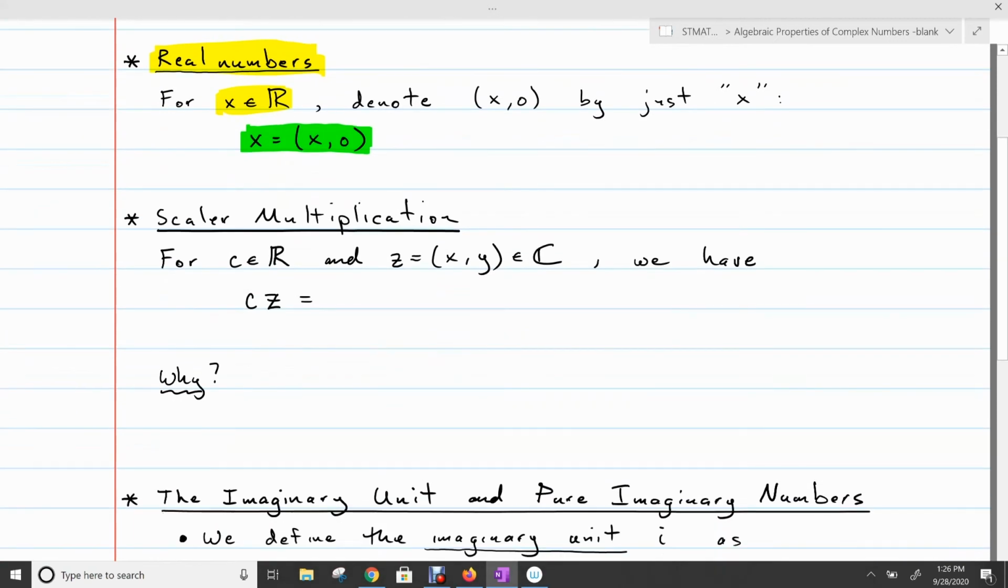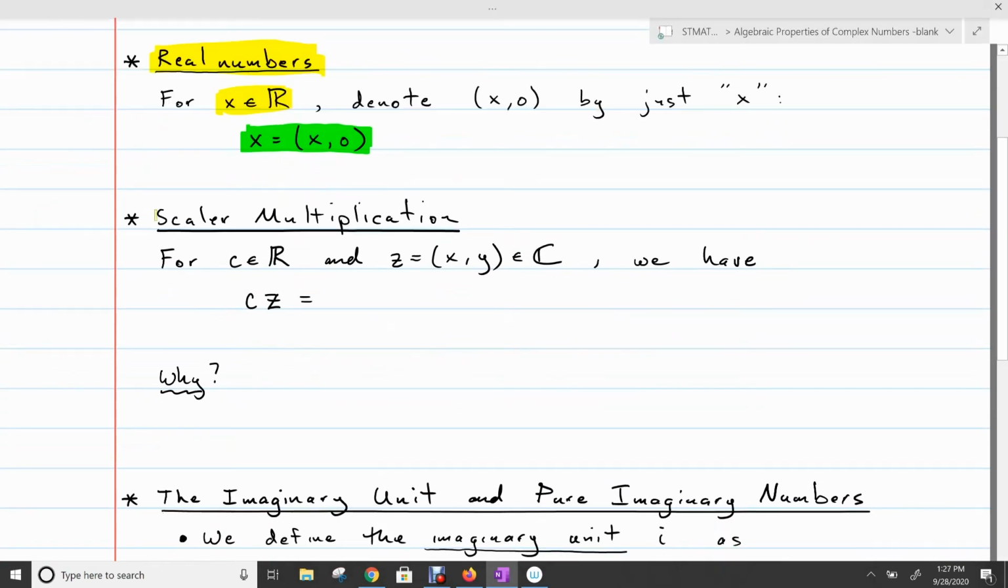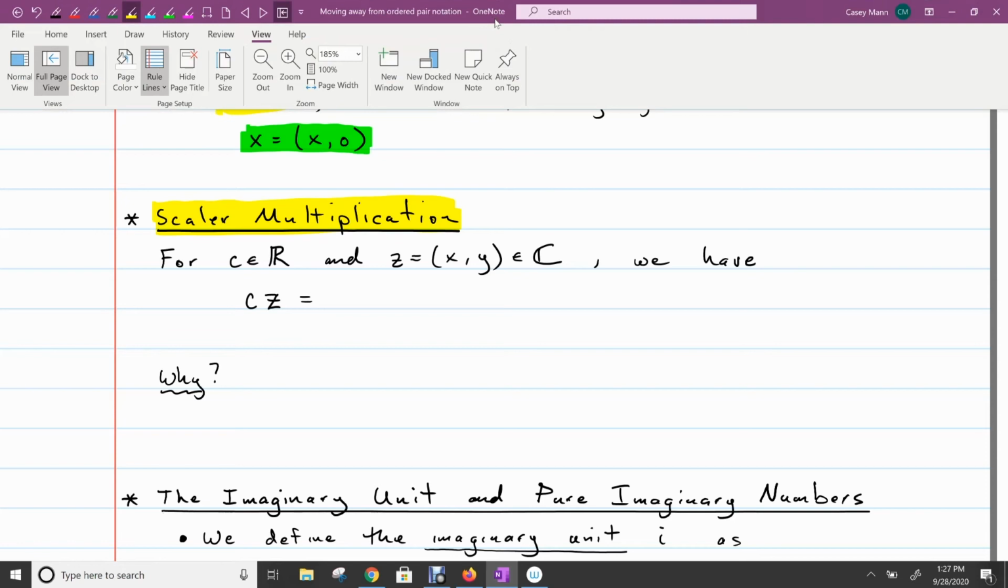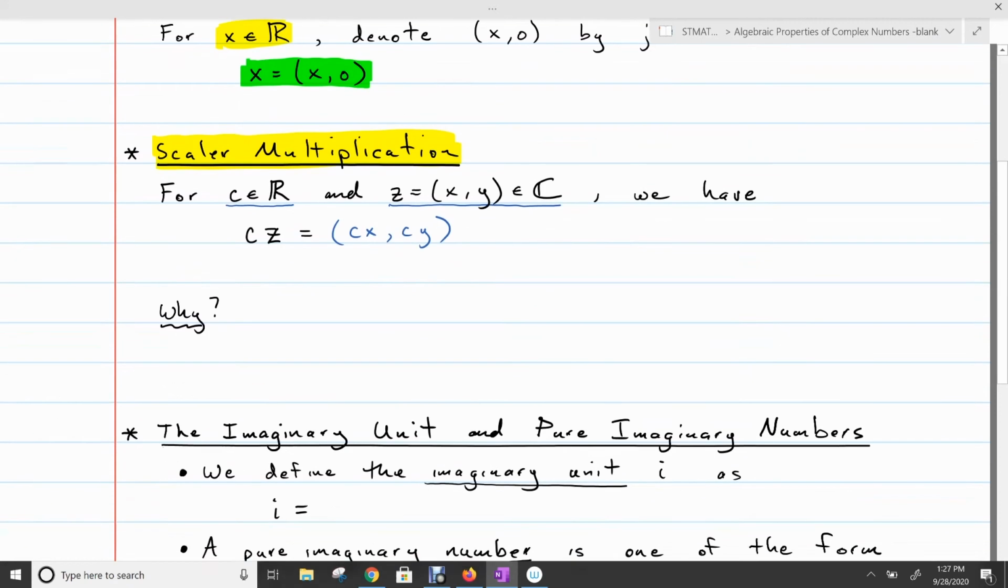And then the next thing, I want to talk about scalar multiplication. Scalars are real numbers, and I want to talk about what it means when I multiply a real number times a complex number. In this setup, c is a real number that we call a scalar, and z is (x, y), a complex number. Whenever I do c times z, that's going to work out to be just what you would hope it would be. It's going to be (cx, cy).